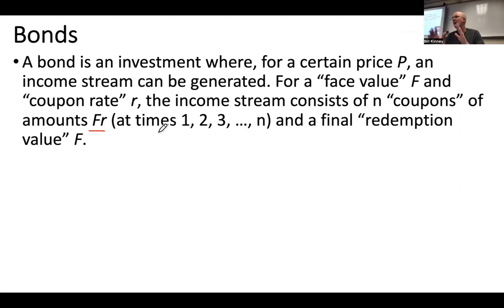Again, I did say most bonds, the periods of time are half years, but maybe just for the sake of simplicity in this class, we'll typically assume it's yearly, annually. So in that case, R would be a percent per year. And a final redemption value of F, in addition to the last coupon at time N. So N is the number of periods, years, say. It's also the number of coupons, starting at time 1, then time 2 through time N.